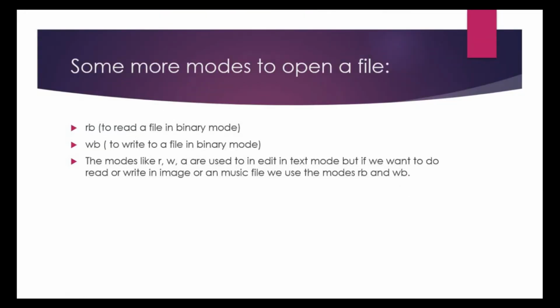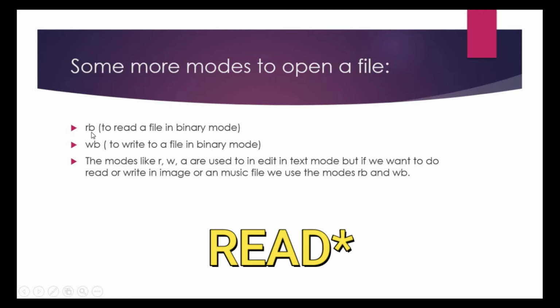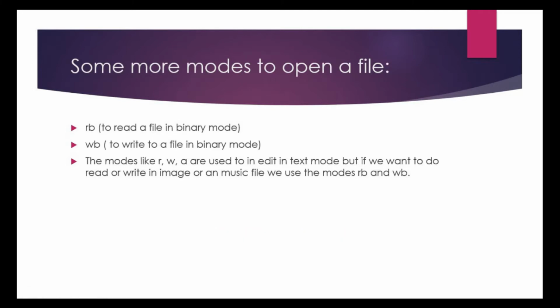There are some more modes to open a file, which are RB and WB. RB is used to read a file in binary mode, and WB is used to write to a file in binary mode. As we can see from the names, RB is read binary, WB is write binary.